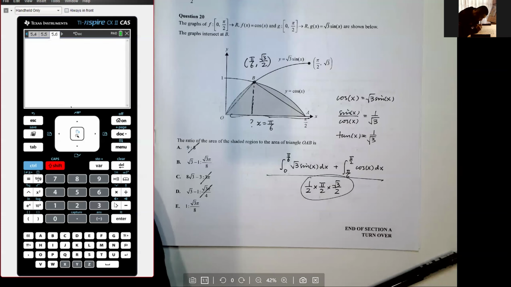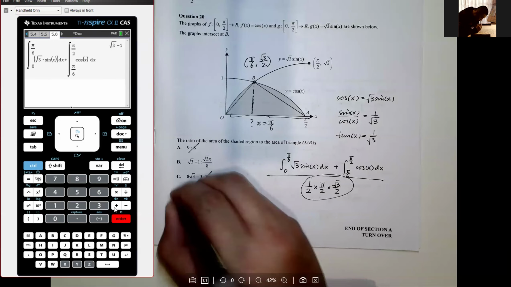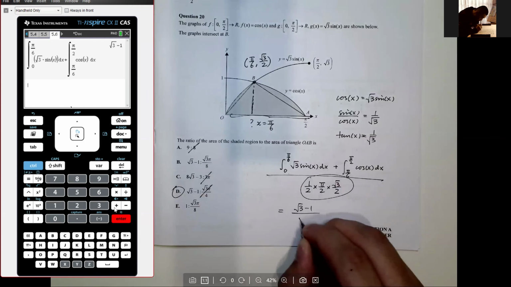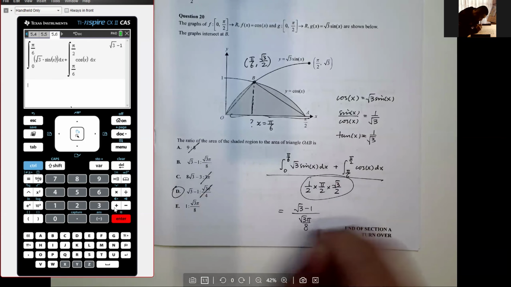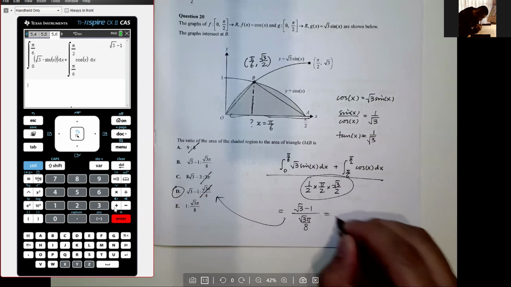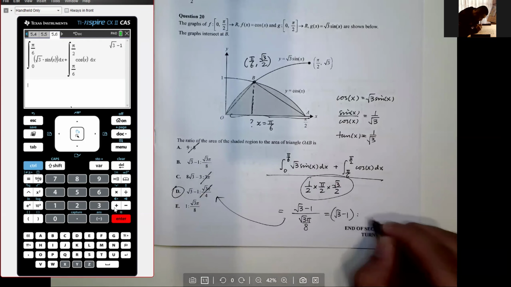Say, okay, the integral from 0 to pi on 6 of square root of 3 sine x dx plus the integral from pi on 6 to pi on 2 of cosine x dx. Root 3 minus 1, so option D. Okay, so that is our desired answer.